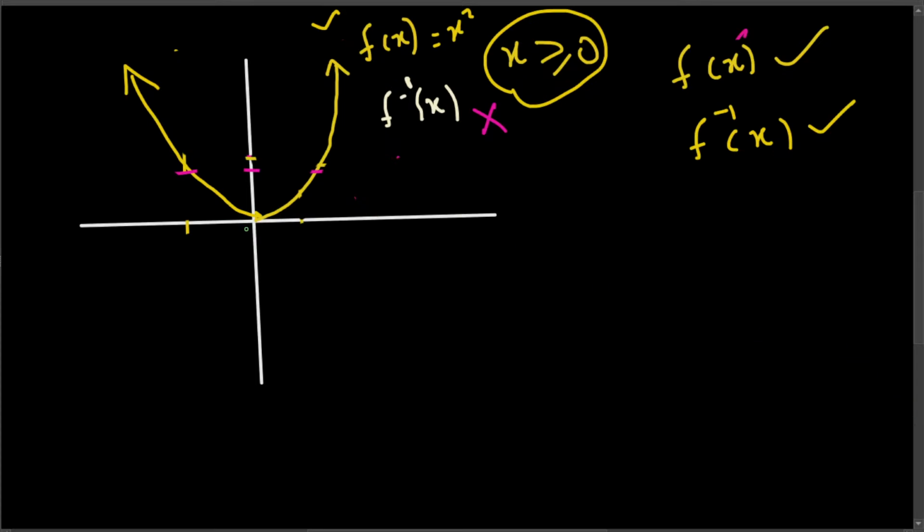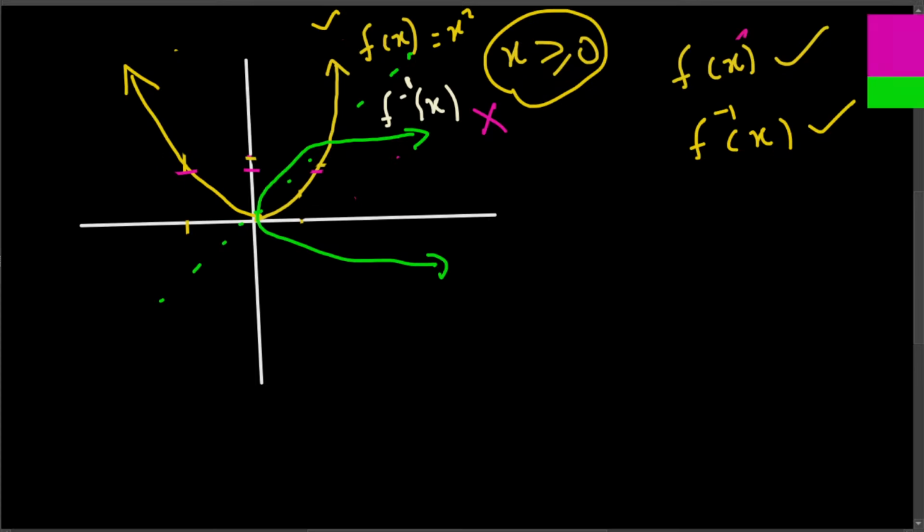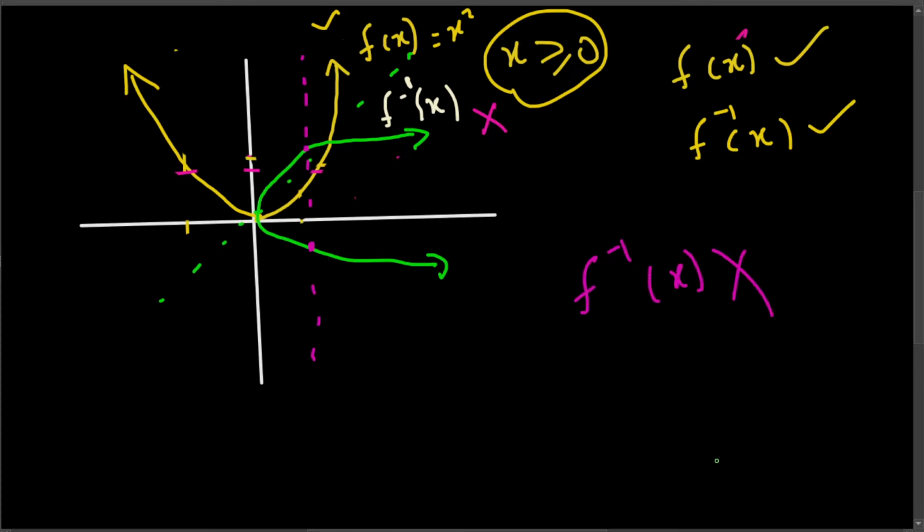Plus or minus square root of x looks like this. It's going to be symmetric around y equals x, so it goes like this, and then it goes like this. Here you can double check by doing a vertical line test for the inverse, and you can see this is not a function because it passes more than one point at a time. So when we don't have any condition, f inverse of x is not a function.